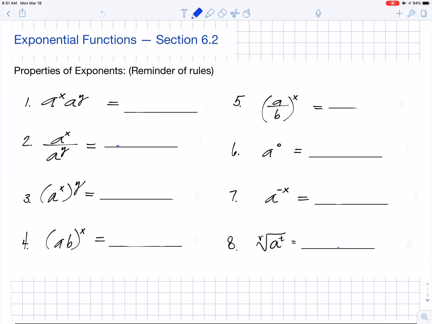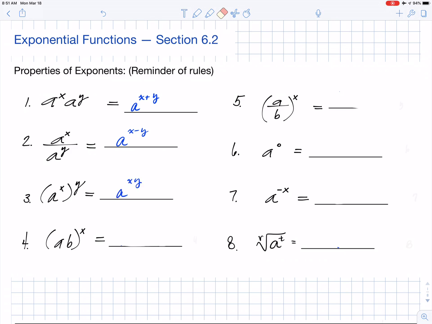The first rule is the product rule, and that is when I'm multiplying two bases that are alike, then what I'm going to do is I'm going to add my powers. Rule number two, if I am dividing two bases that are alike, I'm going to subtract my powers. Number three, if I take a power and raise it to another power, then I'm going to multiply my powers.